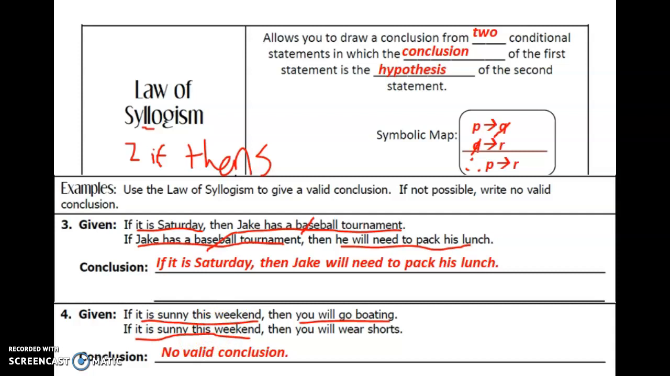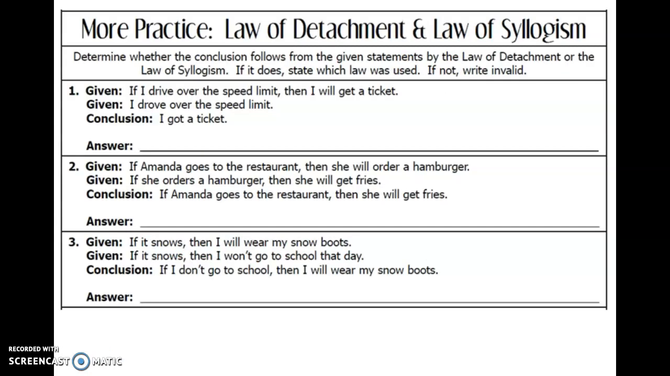So now all together, we're going to practice each law and see when it's true and when it's not true, and when I cannot have a valid conclusion. So they're going to give us all this information. We've got to determine, is it the law of detachment, or syllogism, or invalid? I can't make a conclusion using those rules.